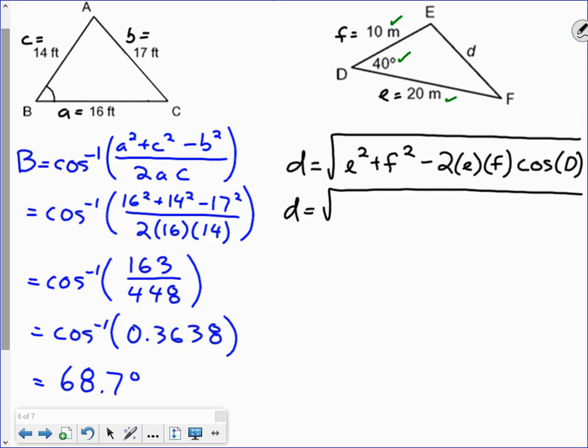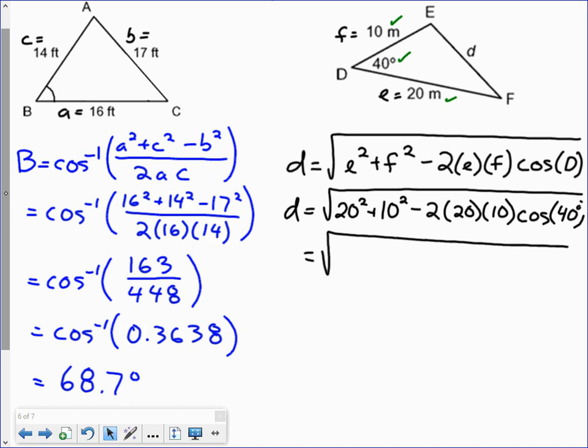Let's sub in our numbers. E is 20, F is 10, 20 and 10 for E and F again, and angle D is 40 degrees. We're going to evaluate this, remembering that we're going to do order of operations and make sure that we do that part of it all in one step. The 20 squared is going to give me 400. The 10 squared is going to give me 100. And then 2 times 20 times 10 times cos 40 is 306.42.